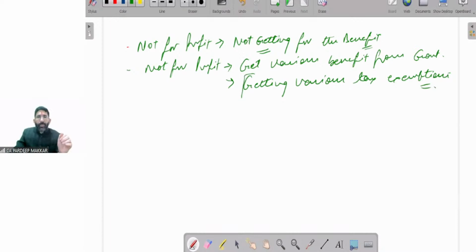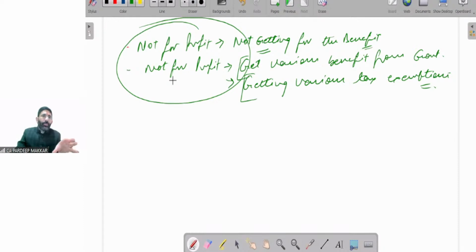So this part is not relevant for us. We are basically going to discuss not for profit organizations from the accounting point of view, from the nature of business point of view, not from the point of view of government. First of all, it should be very much clear to you. In a number of cases, it is mandatory that this work can be done only and only if you go for not profit motive.